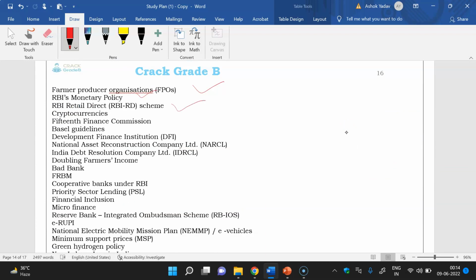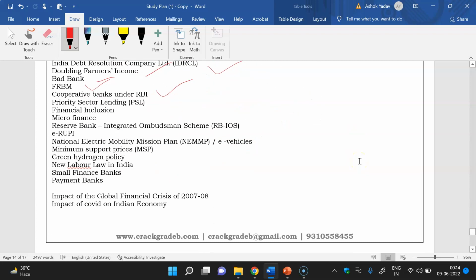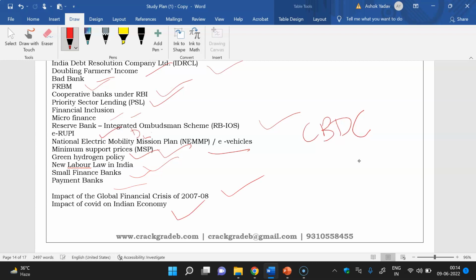FPOs, RBI monetary policy, retail direct scheme for the FM paper, cryptocurrency in ESI finance. They can ask the 15th Finance Commission, Basel guidelines, developmental financial institutions, NARCL, IDRCL, doubling farmer income, bad bank, FRBM, cooperative banks under RBI, priority sector lending guidelines, financial inclusion, microfinance, RBI integrated ombudsman scheme, e-rupee or digital rupee, or central bank digital currency, you can say. E-vehicles we already mentioned, MSP, green hydrogen policy, new labor law in India, small finance banks' role in financial inclusion, impact of the global financial crisis of 2007-8, impact of COVID on India.